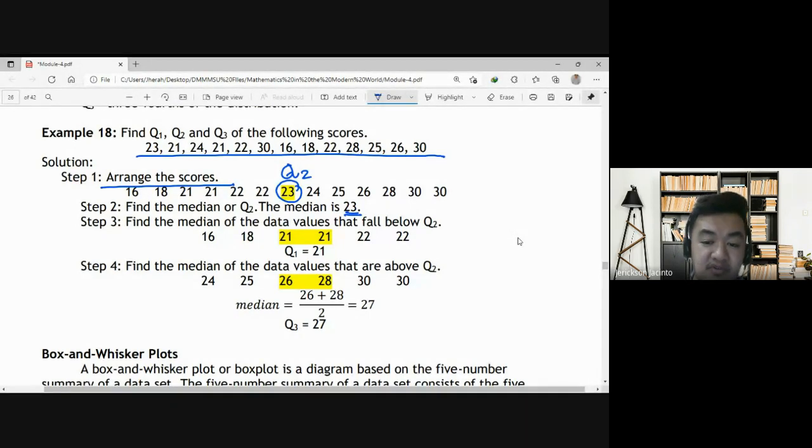Then after that, of course, kunin mo ulit yung median ng to. Ano yung median nito? Andito. So that is quartile 3. Ano yung median ng ito? That is quartile 1. Okay, so kung napansin ninyo dito, kung nasa gitna yon, 21 plus 21 divided by 2 is 21. Then 26 plus 28 divided by 2 is 27. So that is how you got your 27 there. Okay? May tanong po ba tayo?